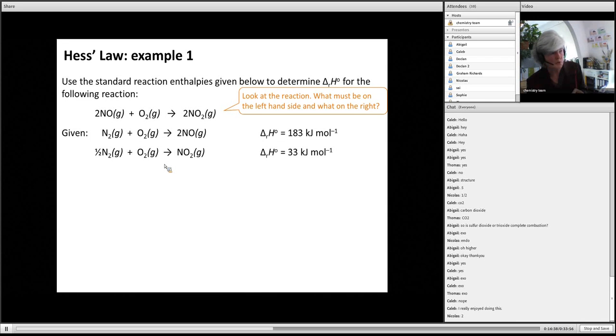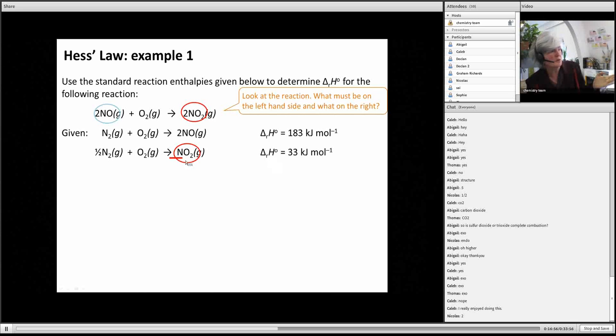So I need to double this equation down here. So it'll be 1N2 plus 2O2 goes to 2NO2. And of course I have to then double this 33 kilojoules per mole. Okay, so that's just sort of showing what you've got to do.